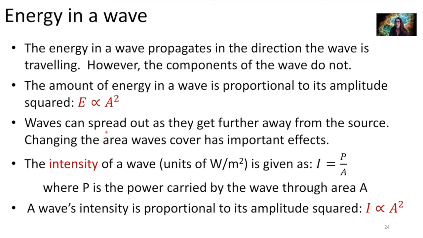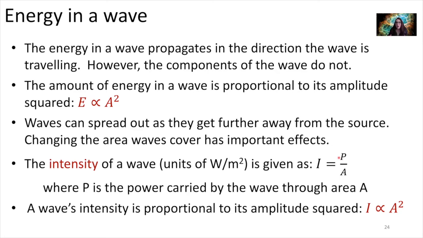Why is that? That's because the intensity of the wave is equal to the power of the wave. The power of the wave is dependent on the source that emitted the wave. So the power of the wave doesn't change, but the intensity is equal to the power divided by the area that the wave is covering.